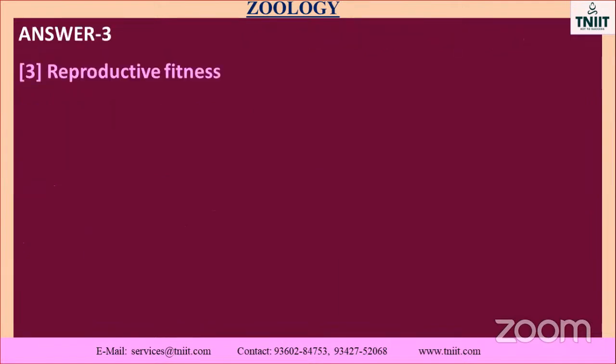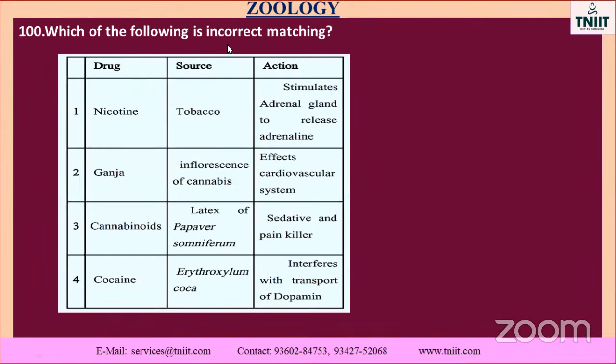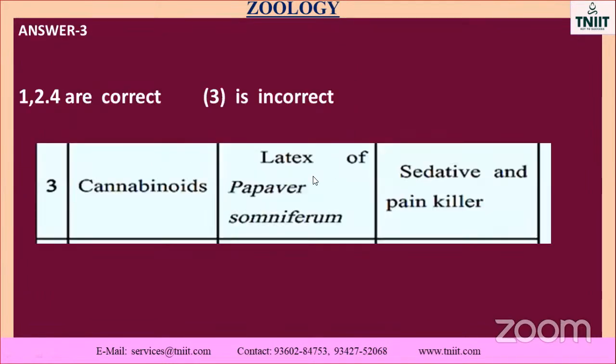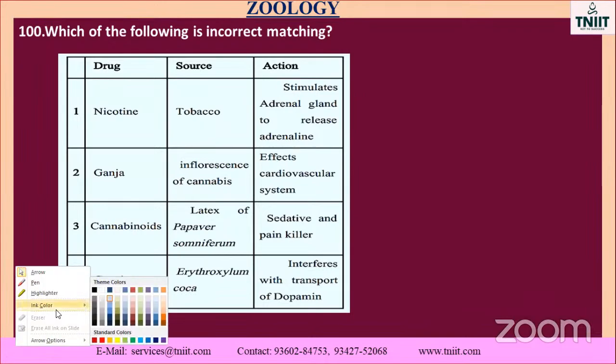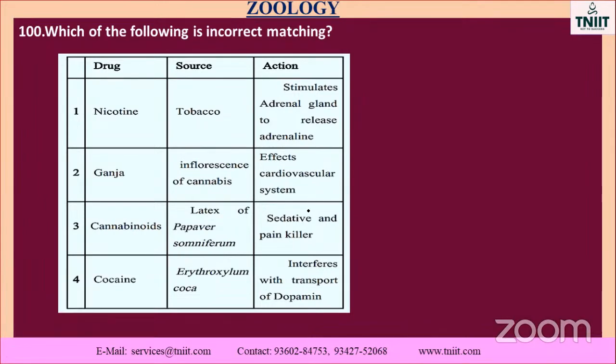What about the last one? See, which of the following is an incorrect matching. Don't forget, my dear students, this is very, very important. Nicotine, tobacco, correct. Ganja, inflorescence of cannabis. Cannabinoids, latex of Papaver somnifera, this one I think. Cocaine, Erythroxylum coca. So this one is the wrong one. Cannabinoids, latex of Papaver somnifera, sedative and painkiller: it is not used as a painkiller, mostly used for hallucination and other purposes. So option C only is the incorrect statement. Others are right, so you have to find the other statements right.